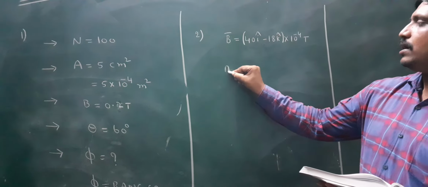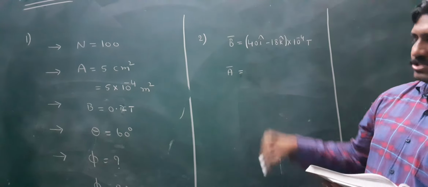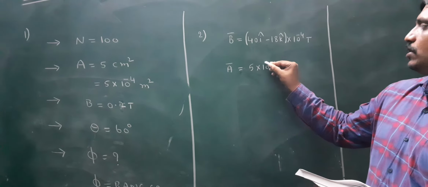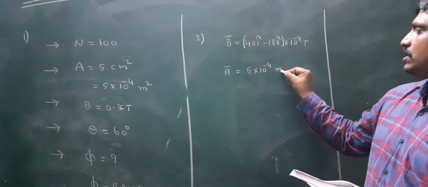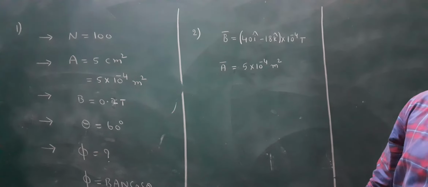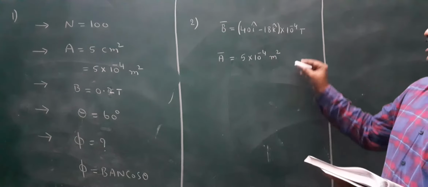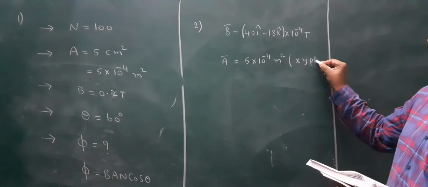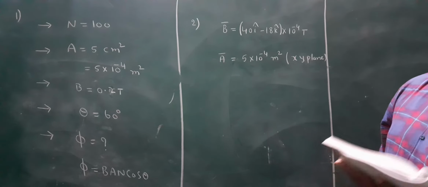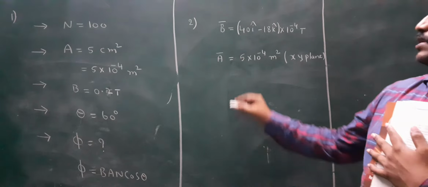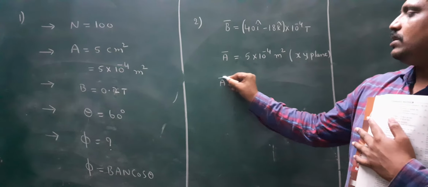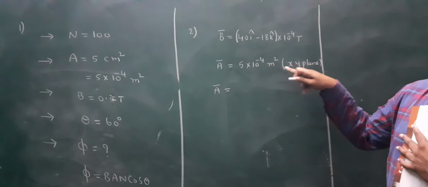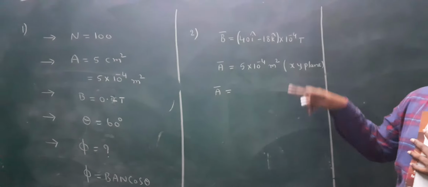Here area bar. Area is a vector. A bar is 5 centimeter square, simply 5 into 10 power minus 4 meter square. This area is in the xy plane. Its meaning is that the area 5 into 10 power minus 4 is in the xy plane.